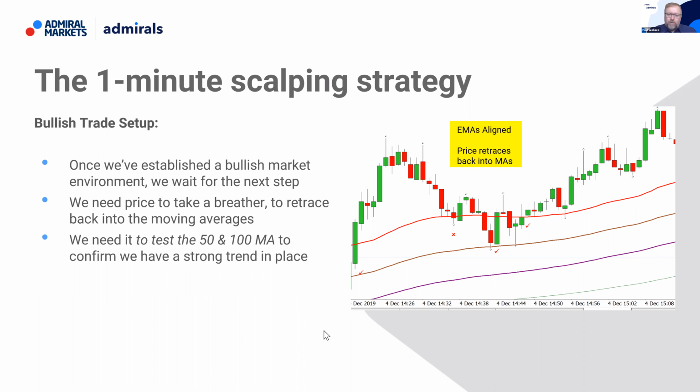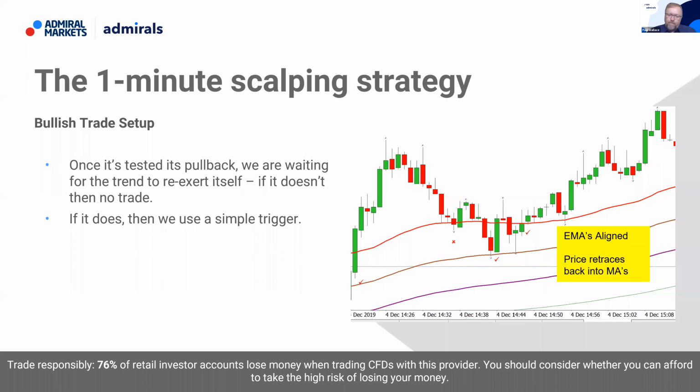What we actually need to do is test the 50 and the 100 moving average to confirm that we have a strong trend in place. Hopefully you can see there, this was just a drawing tool here. 50, 100, price has been bullish. You can see price comes back, it tests the 50, then it tests the 100. In fact, it tests the 100 twice with a nice double bottom there with a pin bar before price continues on in its merry way. That's what we're looking for. Once it's tested its pullback, we are waiting for the trend to re-exert itself. If it doesn't, then no trade. If it does, then we just use a very simple trigger.